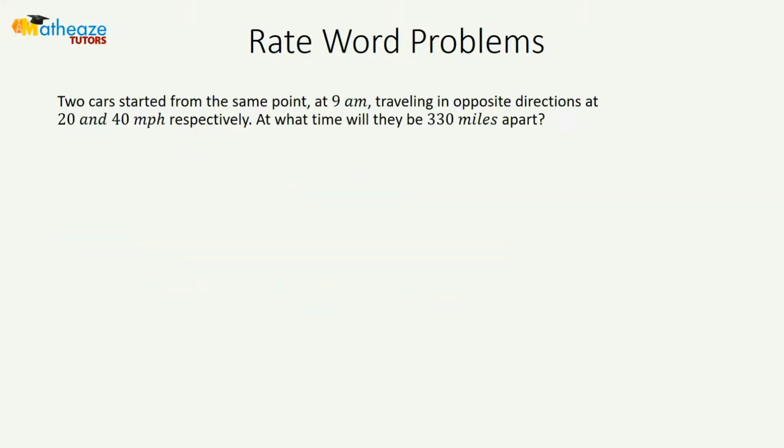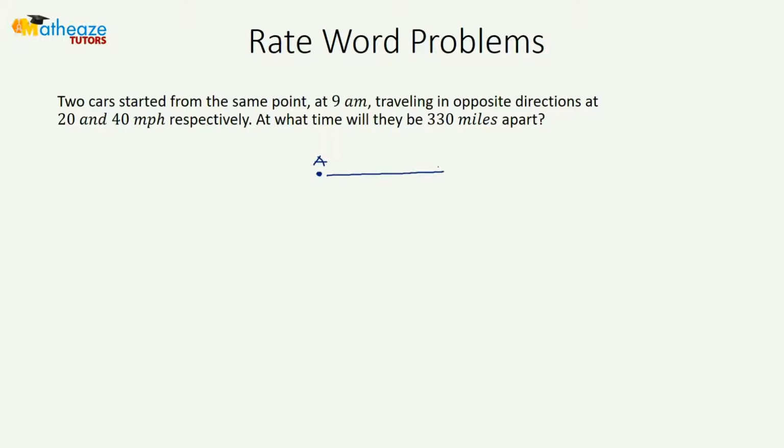Now let's look at some word problems. Two cars started from the same point at 9 a.m. They are traveling in opposite directions at 20 and 40 miles per hour respectively. At what time will they be 330 miles apart? So let's try to diagram this. We have a starting point. Let's call this point A.